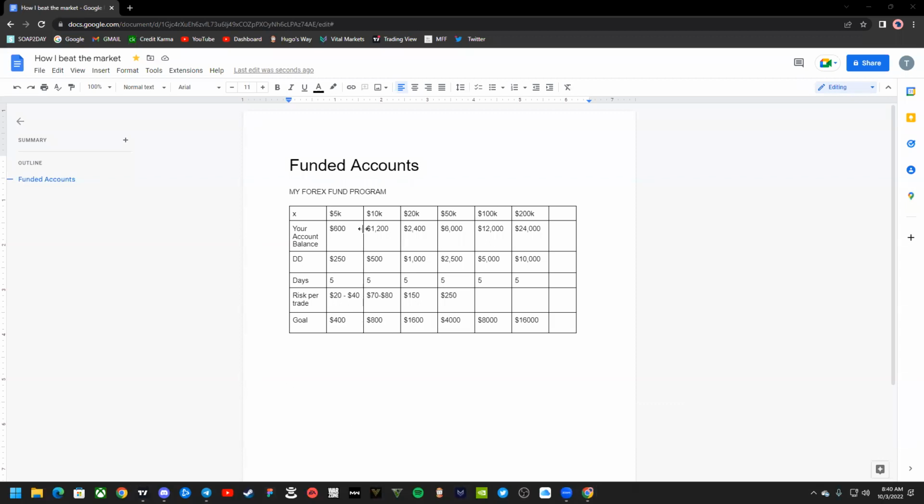So if you're risking $20, $30, and you get into a 1 to 4 trade, you have 5 days, so it's no rush. You don't have to complete it in one day. You need to use all these 5 days anyways. Even if you pass the first day, you still gotta wait, so you might as well just take your time. So overall, if you do it like this, your goal is $400.